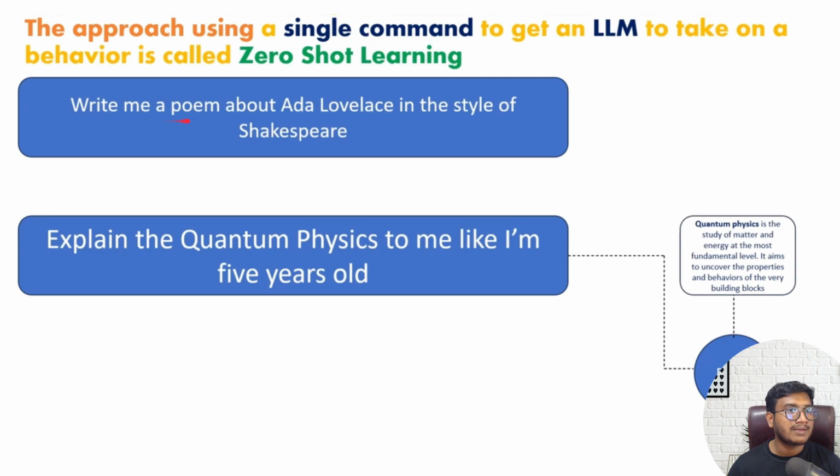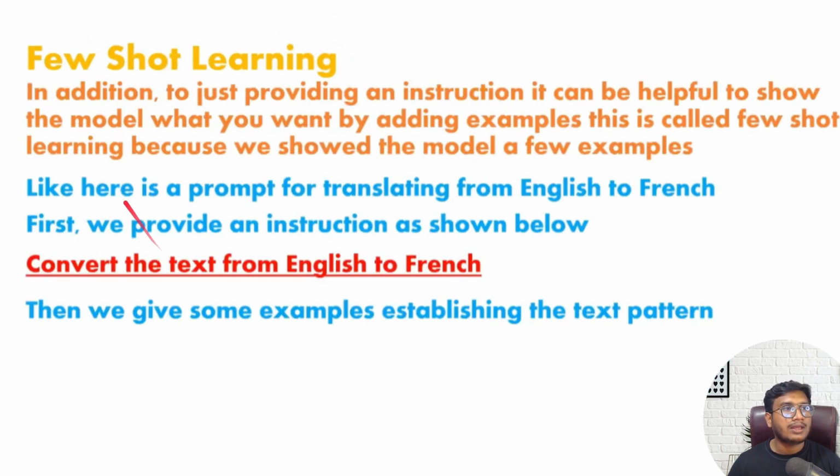Let's say this is your prompt: write me a poem about Ada Lovelace in the style of Shakespeare. This is the input. Here is another one: explain quantum physics to me like I am 5 years old. You give this prompt to the large language model, and it generates the response, the answer, for you. This is called zero-shot learning. Now there is another one called few-shot learning.